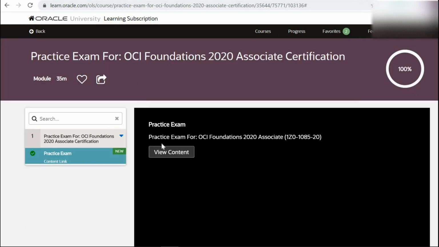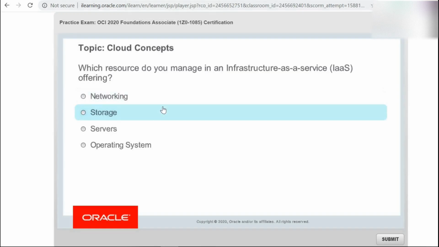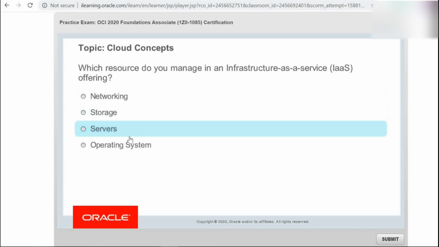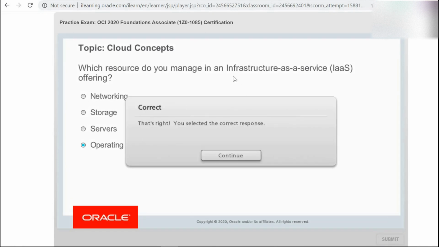Second thing, before applying for an exam, always and always look for the practice exam. This is just like a mock exam. This exam will definitely help you understand what type of questions can come in an exam. So as you can see here, this is my question number one. The question is, which resource do you manage in infrastructure as a service? Well guys, there are basically three types of service: infrastructure, then we have software as a service, and we have platform as a service. If you go with infrastructure as a service, the main thing you can manage is the operating systems. So you have access to all the machines, all the instances, and you manage them by yourself. It's just like your data center. So this is a basic advantage we get if we go through infrastructure as a service.